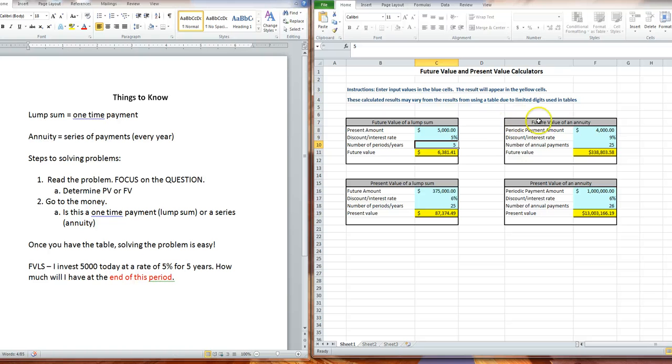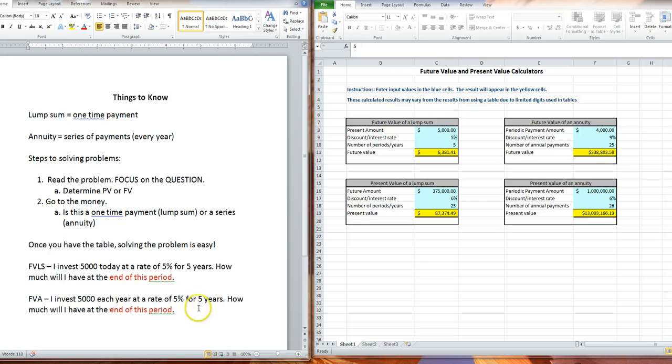Now I'm going to contrast that with future value of an annuity. I'm going to copy this, and I'm going to make a few changes. Instead of future value of a lump sum, I want to write a problem that's future value of an annuity. This says I invest $5,000 each year instead of today, at a rate of 5% for 5 years. All I've changed is the number of times that the money is invested. This time it's each year, so it's an annuity. I still want to know how much it will be worth at the end of this period.